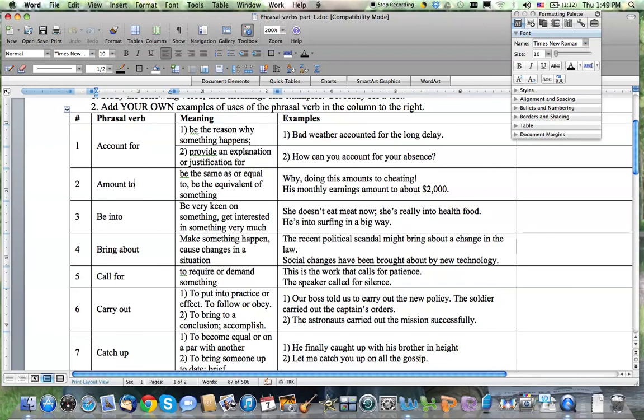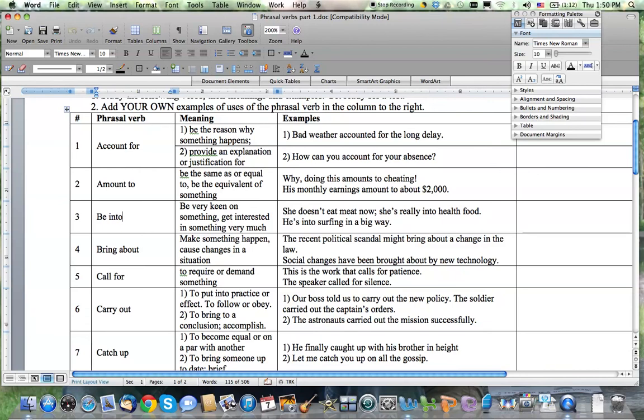The third one, be into, means to be interested in something. Maybe you are into music, meaning that you love listening to music or playing music. Some people are into learning languages. They just love learning a new language.